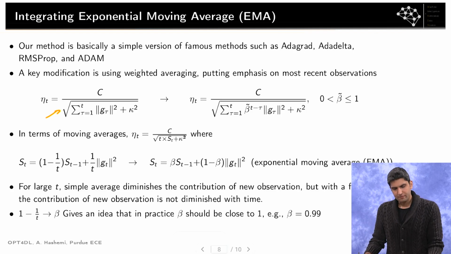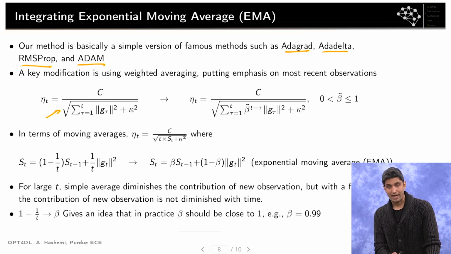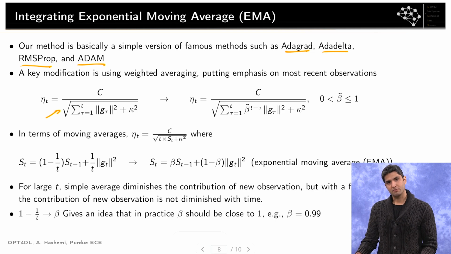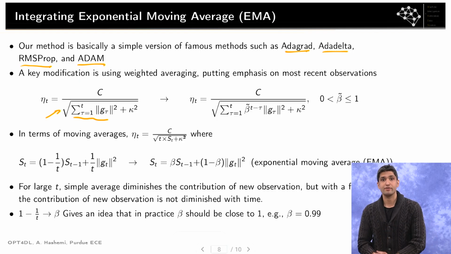In practice, we actually use slightly different ideas. This method is, I would say, a simple version of famous, very popular methods such as AdaGrad, AdaDelta, RMSProp, and notably the Adam optimizer that we're going to cover in future lectures. So one essential idea that many of these algorithms use is that instead of a simple averaging, like we are doing here, or a simple sum, like we have here, they use a weighted averaging or a weighted sum, such that we put more emphasis on recent observations.